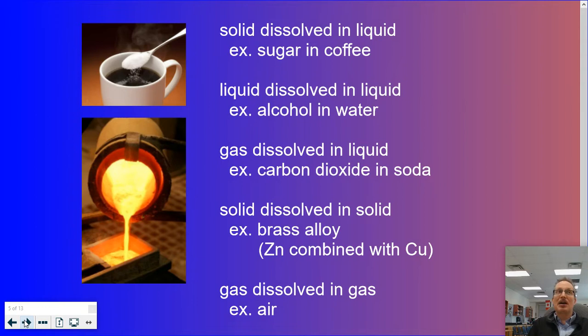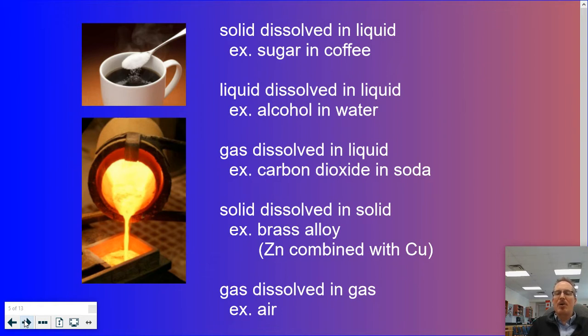A fourth example would possibly be a solid dissolved in another solid. If I take zinc solid and copper solid and heat them up really hot until they go to a molten state, I can mix them together. And then when they solidify back to a solid, I now have a new solution called brass. And this is what things like tubas or trombones are made out of.